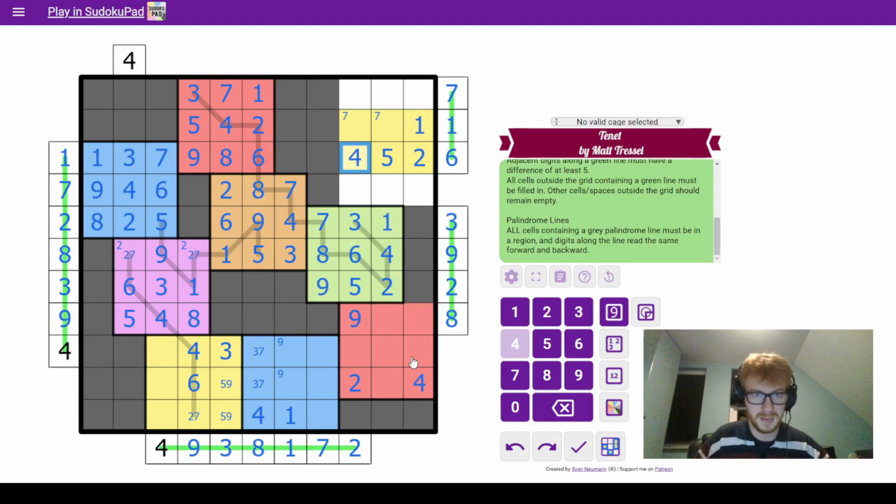Cool. Now I feel like I'm stuck. Am I? So 1 doesn't go in yellow here, so it goes there. That's a 1. That's all the 1s.